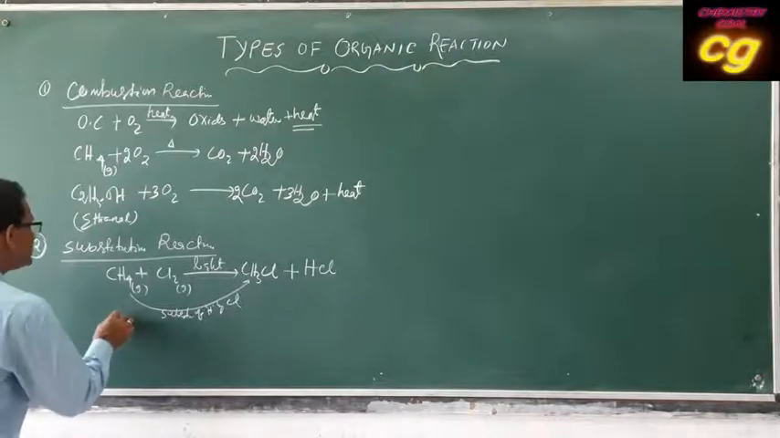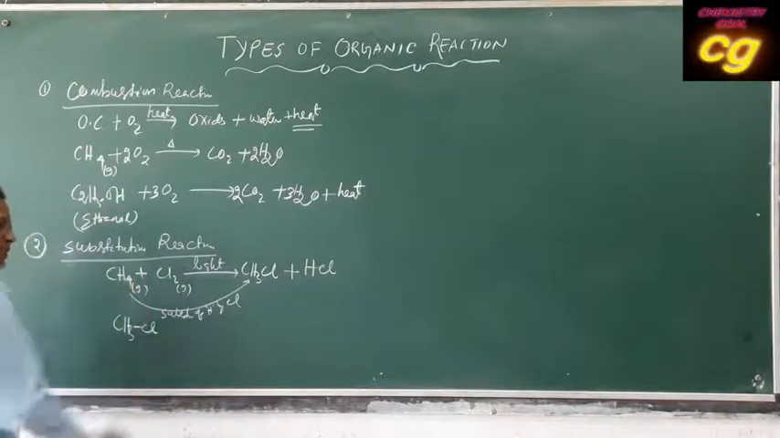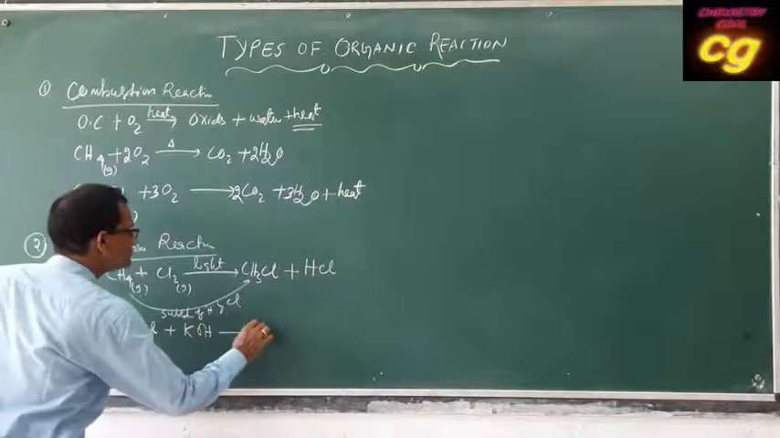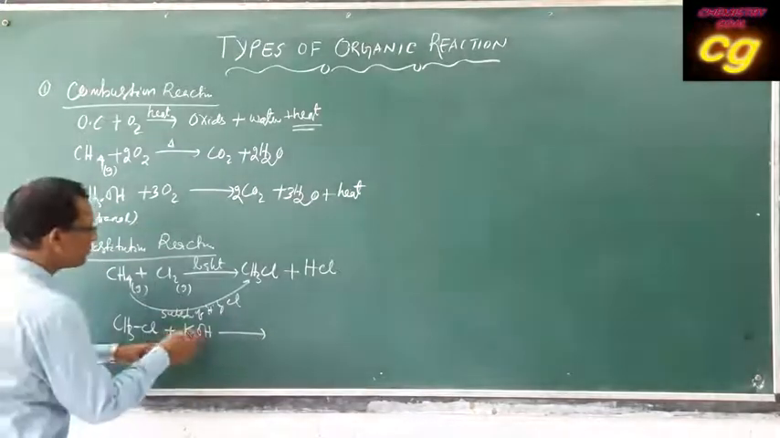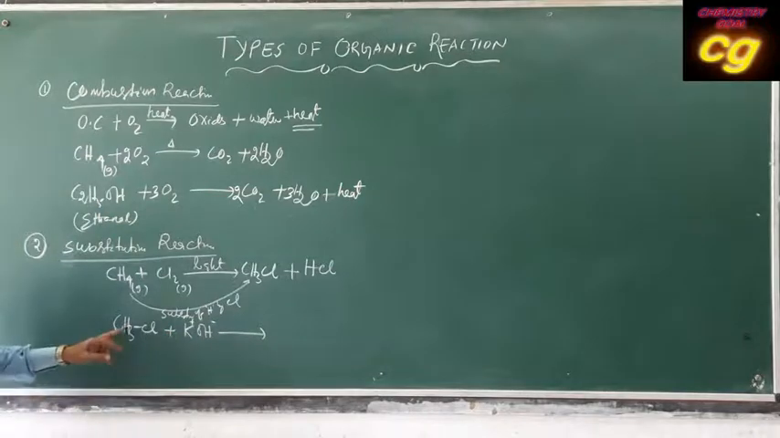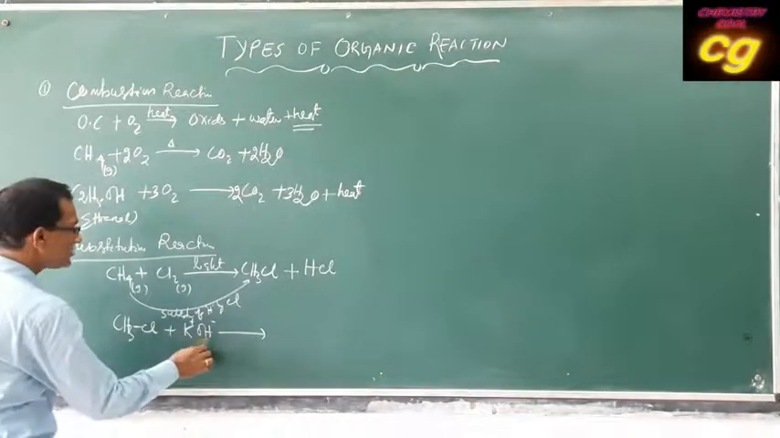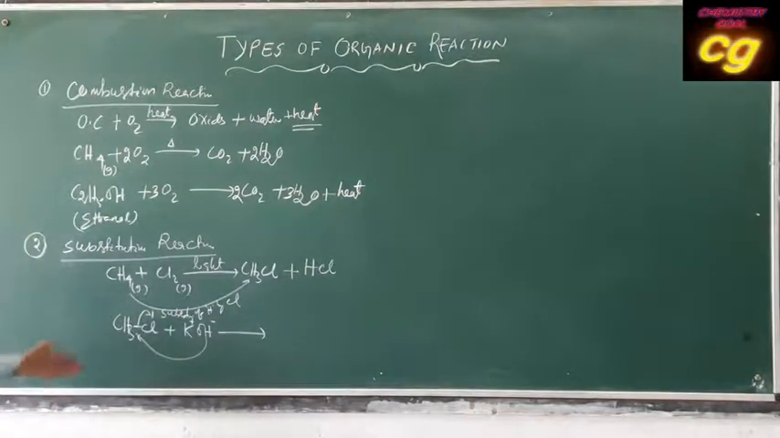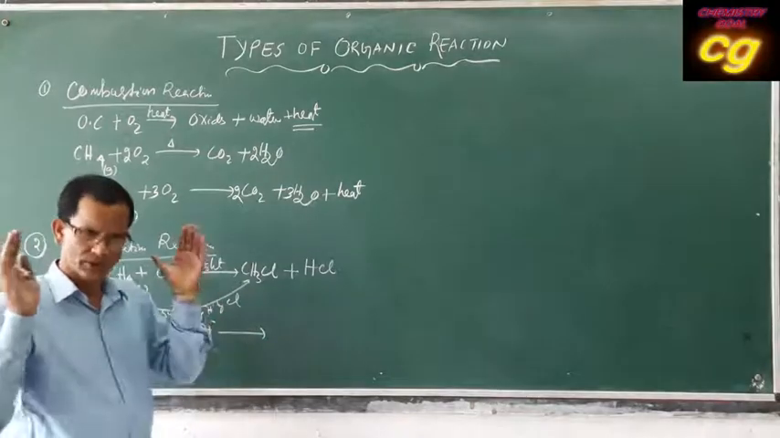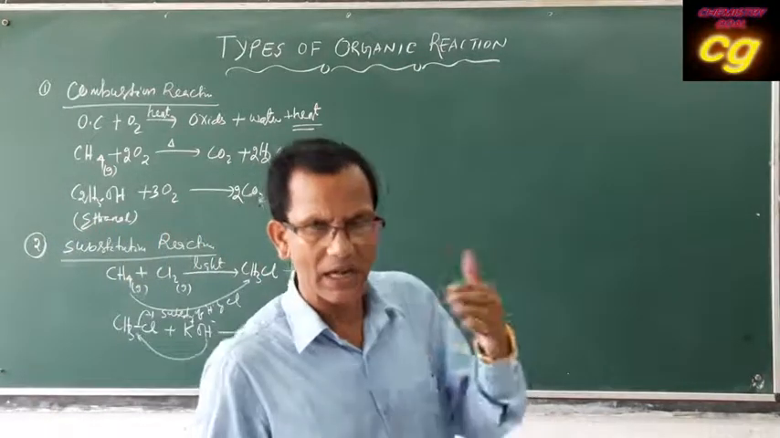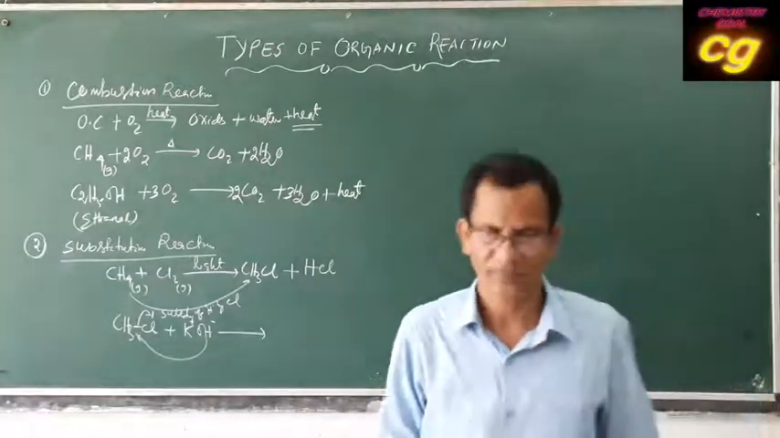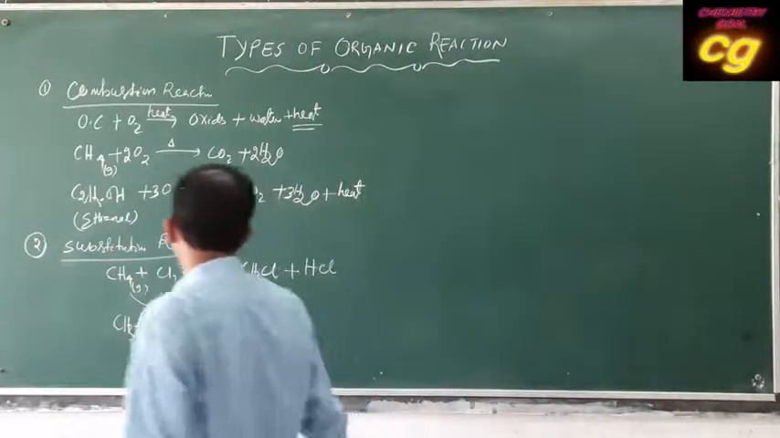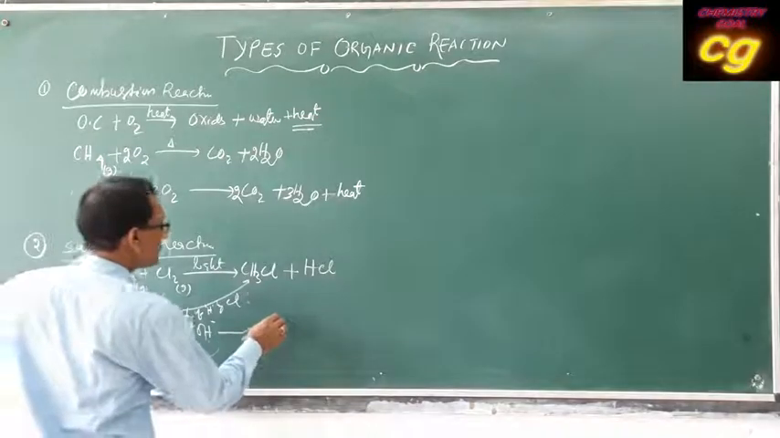Another example: if you write CH3Cl, it is also one organic compound, react with KOH. Here KOH is K+ and OH minus. Here CH3Cl. Then what happens? OH minus will come to the carbon side, then Cl will be removed. That is also one substitution. Substitution means replacement of one atom or group by another. When one atom or group is replaced by another, that is called substitution reaction. Suppose here Cl is replaced by OH.